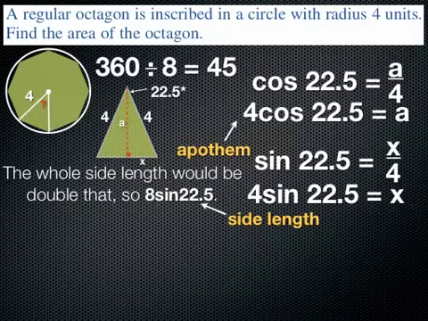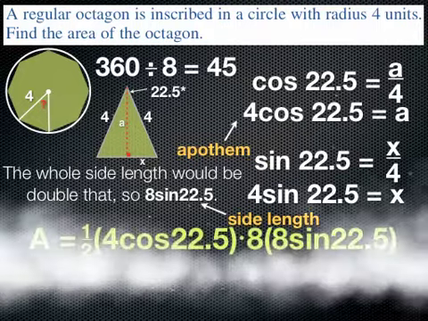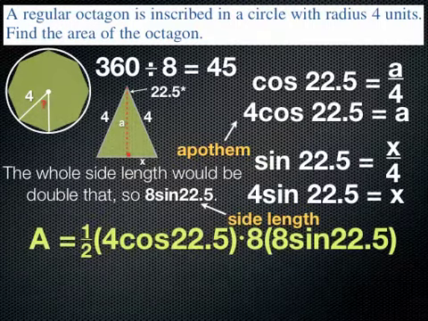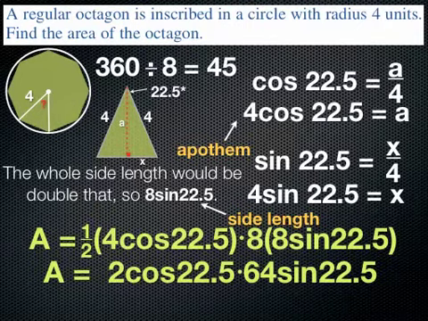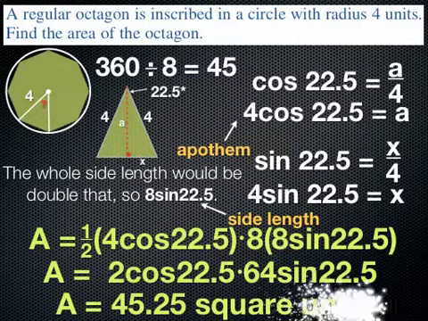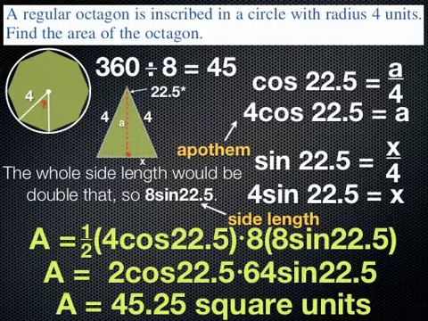Now I'm ready to use the theorem. Plug in the apothem, plug in the side length. I know that the number of sides is 8 because this is an octagon. So area equals 1/2 the 4 cosine 22.5 times 8 times 8 sine of 22.5. Well, half of 4 cosine 22.5 is 2 cosine 22.5, and 8 times 8 sine of 22.5 would be 64 sine of 22.5. Plug this into your calculator, and when you do, you get about 45.25 square units because I'm talking about area.